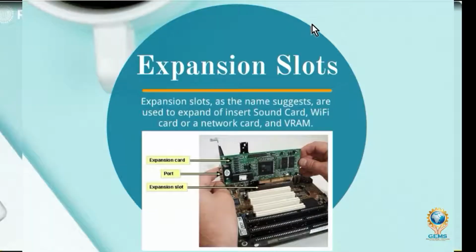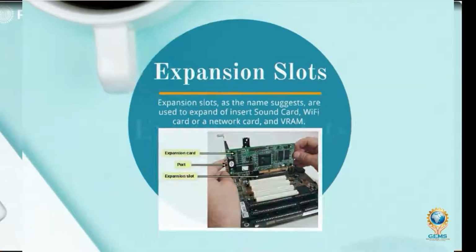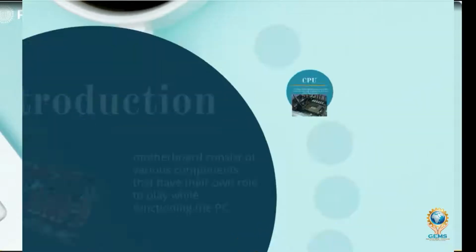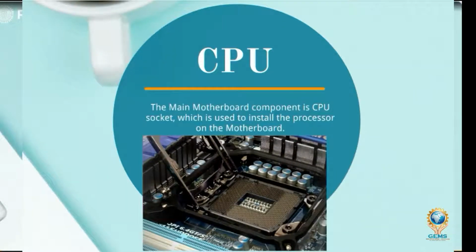And the second is the CPU, which is called the Central Processing Unit. The main motherboard component is the CPU socket, which is used to install the processor on the motherboard. CPU means Central Processing Unit. It is a small chip that is mounted in the CPU socket present on a motherboard. Without the CPU socket, we can't insert a Central Processing Unit chip. So the CPU socket is a main component in a motherboard.